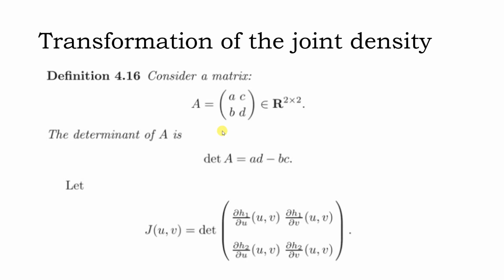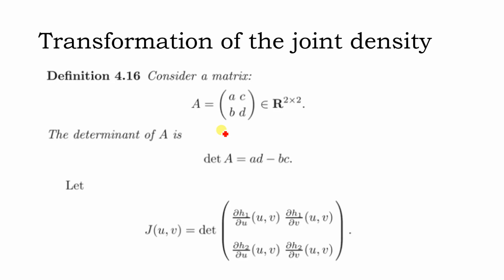So we have here the definition. Consider the matrix A, with entries a, c, b, d, which are elements of the real numbers, 2 by 2. The determinant of A is equal to ad minus bc.